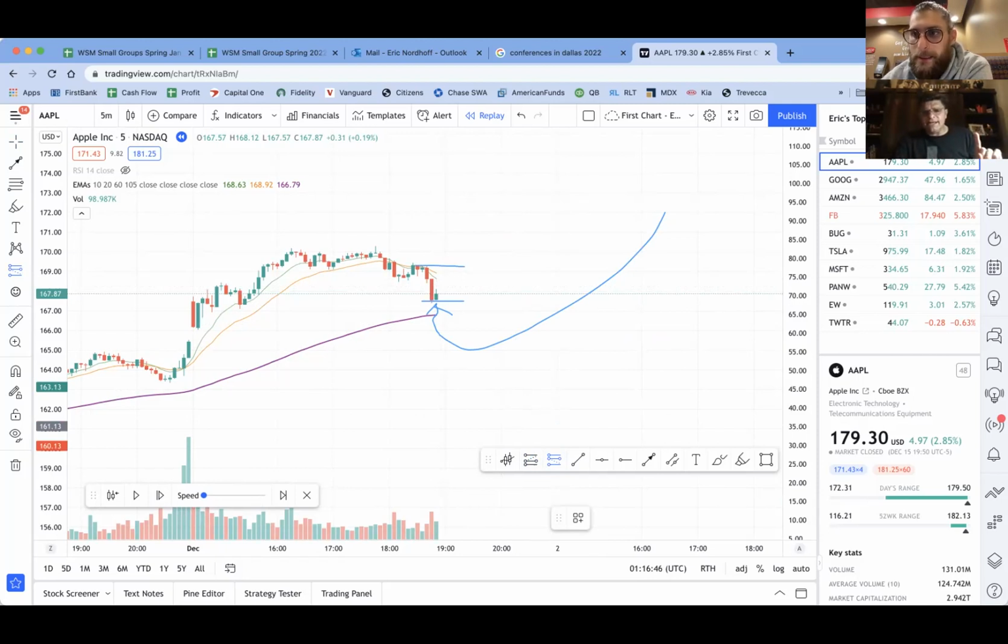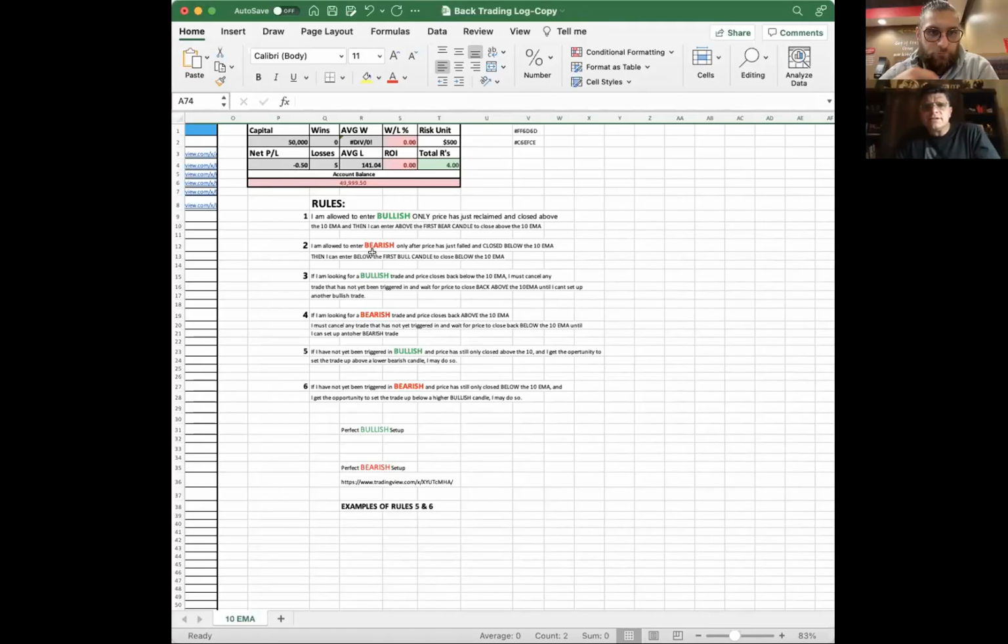Now that could be the problem. Here's the first thing I'm noticing: the instructions. I'll show you this for a second, because I think there's something I'm confused about. I knew this didn't make sense. So I'm allowed to enter bullish only when price has reclaimed. When it says reclaimed, what does that mean? Let's go to the chart and I'll show you.